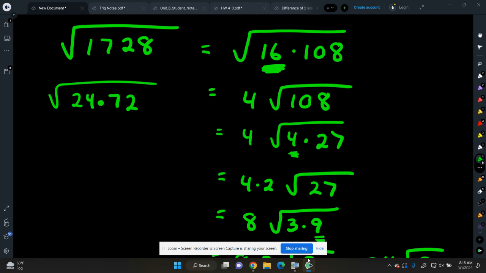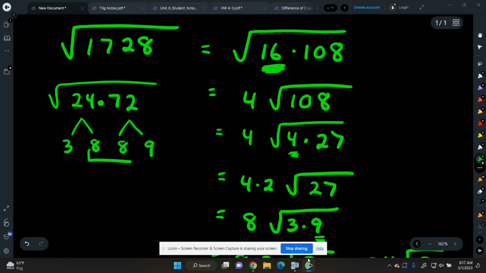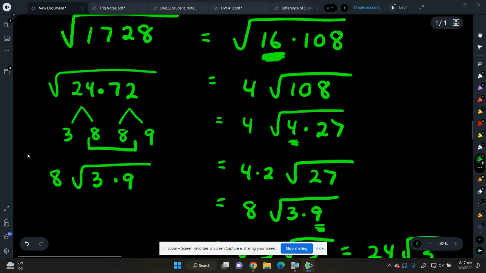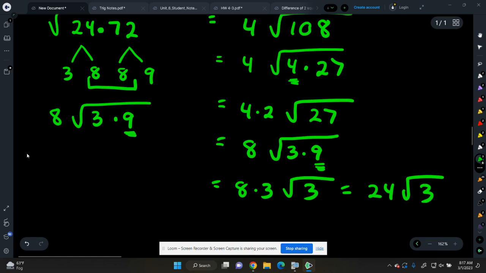Okay, I just played with my calculator and I got 24 times 72. I'm just looking for pairs. It doesn't have to be all the way down to the prime number. Well, 24, that's 3 times 8. And 72 is 8 times 9. Well, there's a pair right there. So I can take that pair out. And what's left inside, I have 3 times 9. What's the square root of 9? 3. So we get 8 times 3, square root of 3. So that's 24, square root of 3.